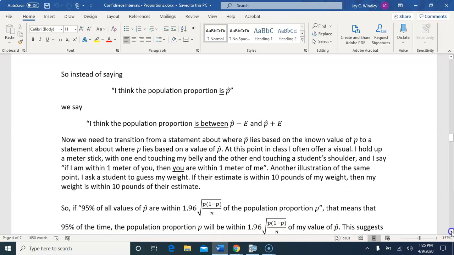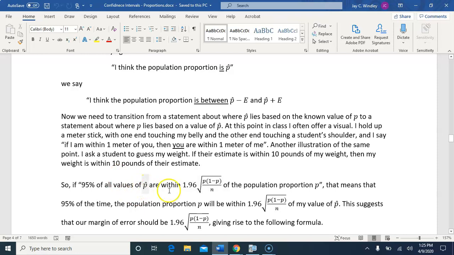So if 95% of all values of p hat are within this far of the population proportion p, then that means 95% of the time the population proportion p will be within this far of my value of p hat, which is exactly what I was saying up here about within 10 pounds of my weight. If the estimate is within 10 pounds of my weight, then my weight is within 10 pounds of the estimate. If p hat is within this far of p, then p will be within this far of my p hat.